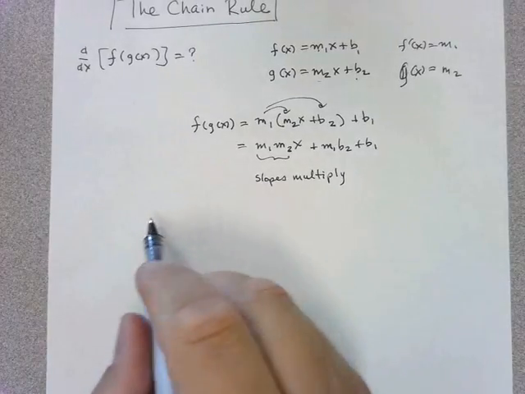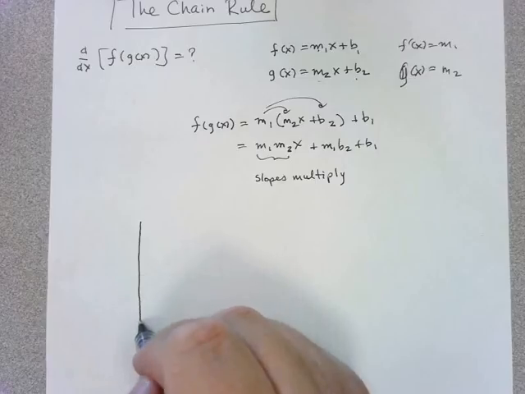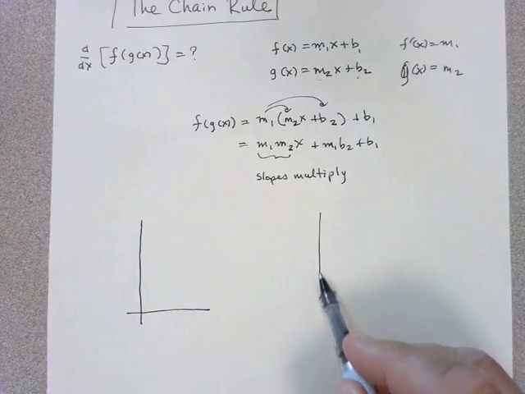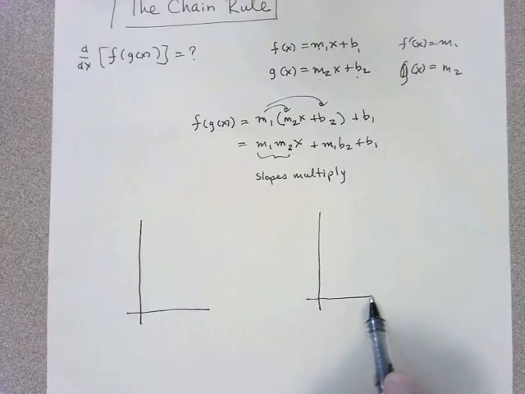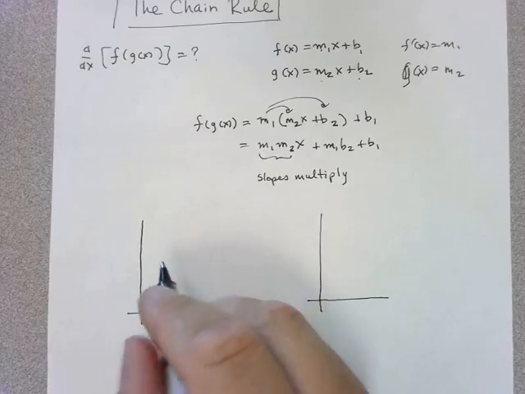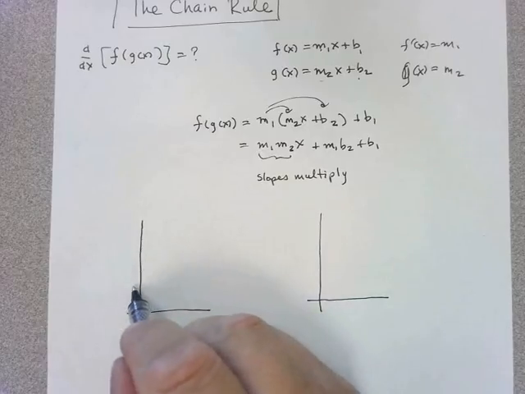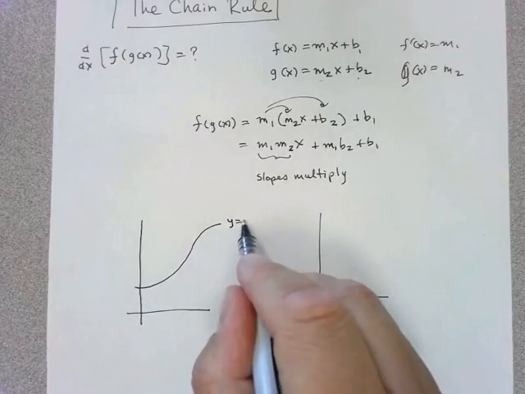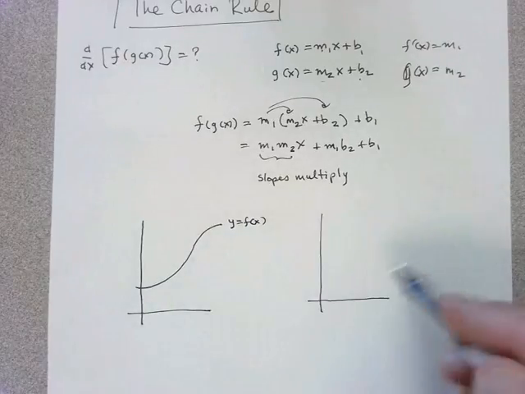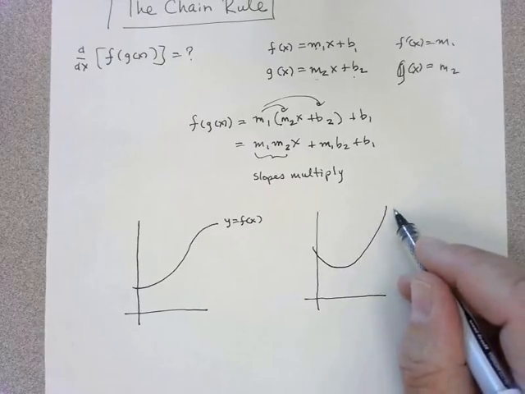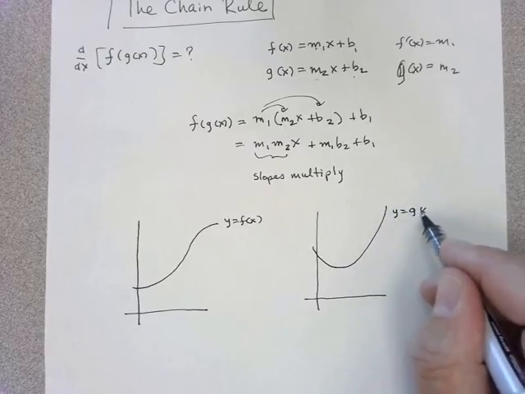So let me see if I can justify the catch. So let's say now f and g aren't linear. So this is going to be my graph of f of x over here on the left. So here's a graph of y equals f of x. And let's say g of x looks like something else. So here's the graph of y equals g of x.